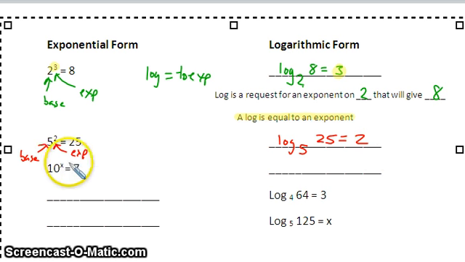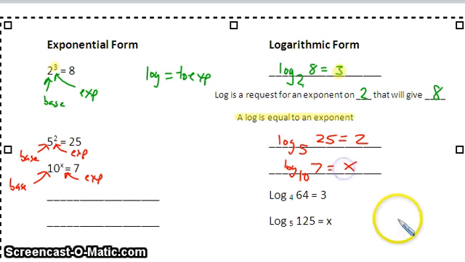Well, what if we have a variable in the problem now? Still, we can write this the same way. 10 is my base, x is my exponent, so log base 10 of 7 equals my exponent of x. So we've taken 3 examples in exponential form and we wrote them in log form.